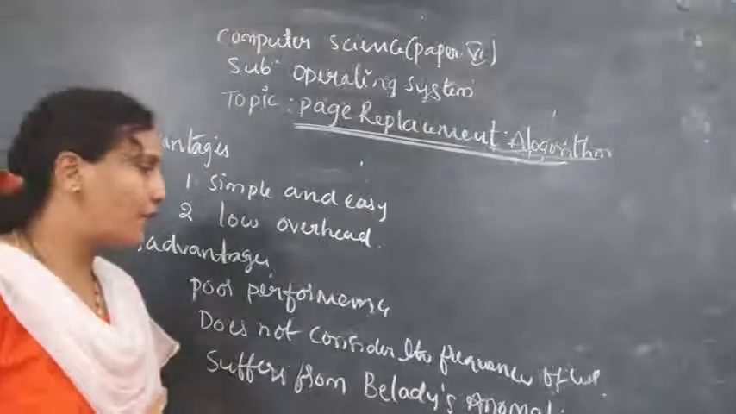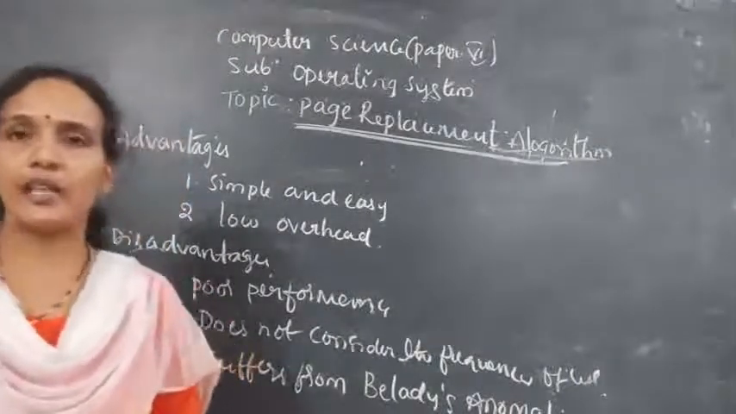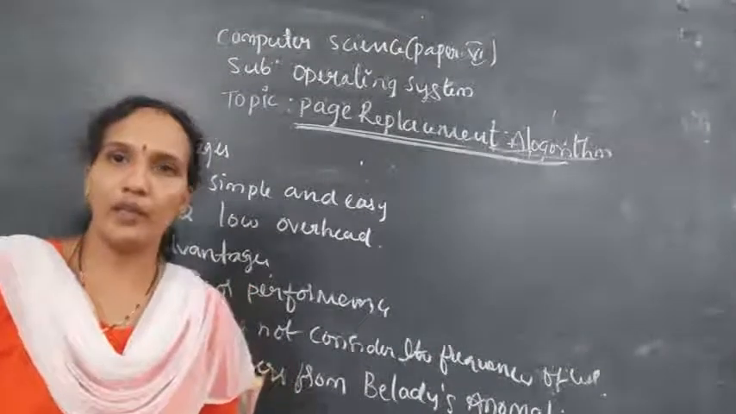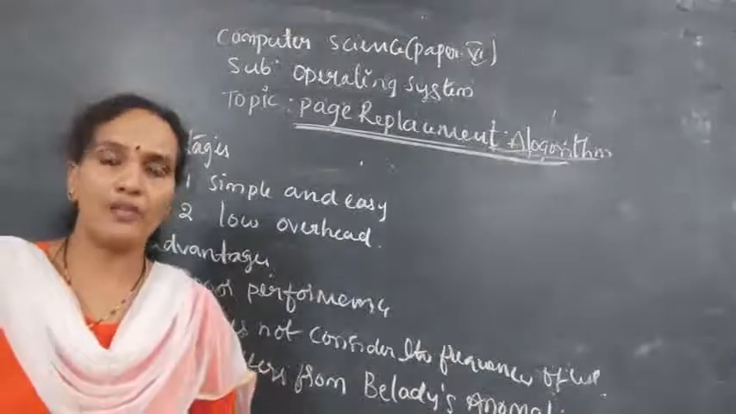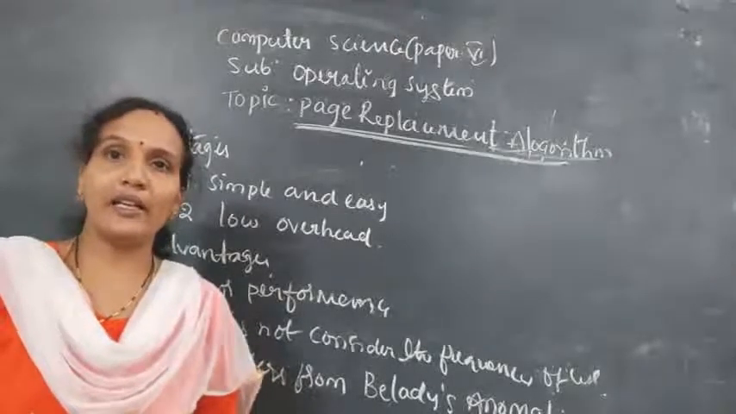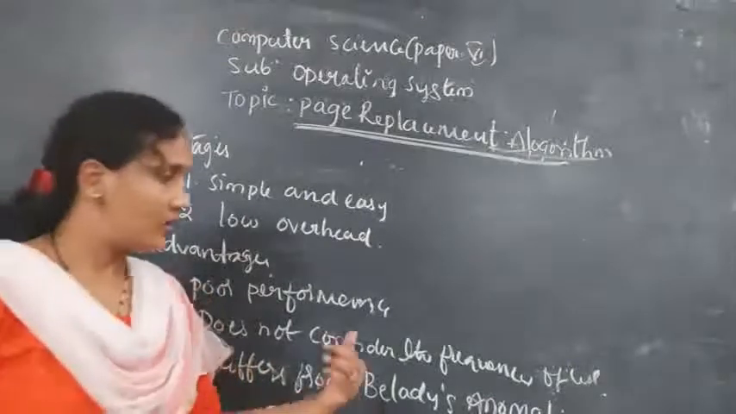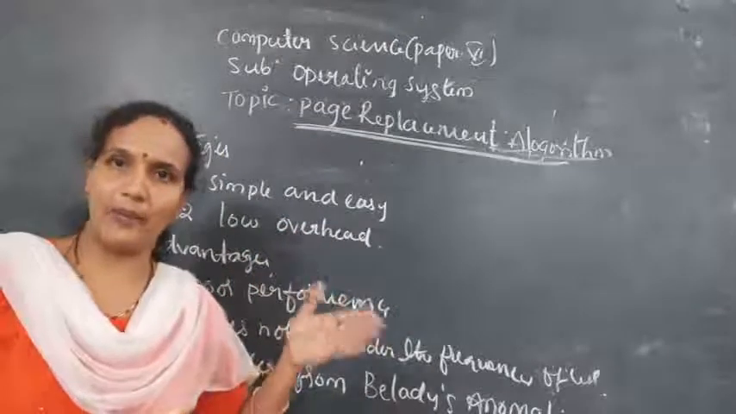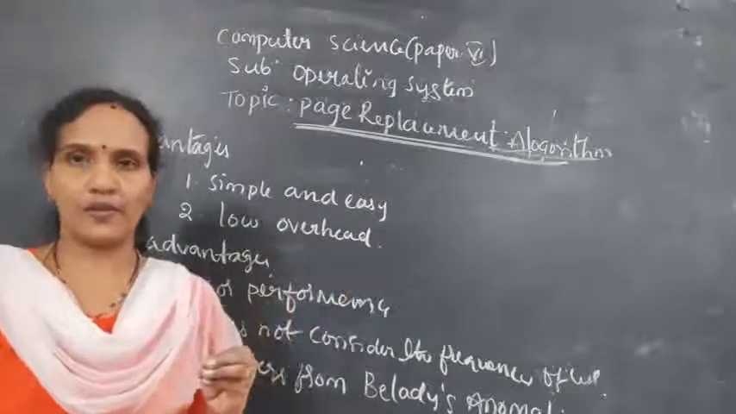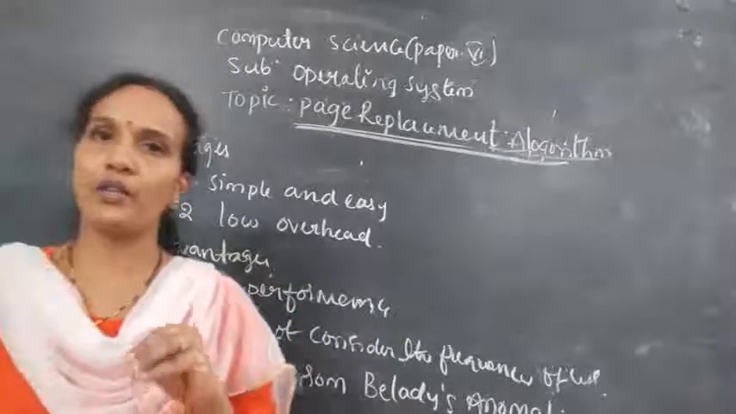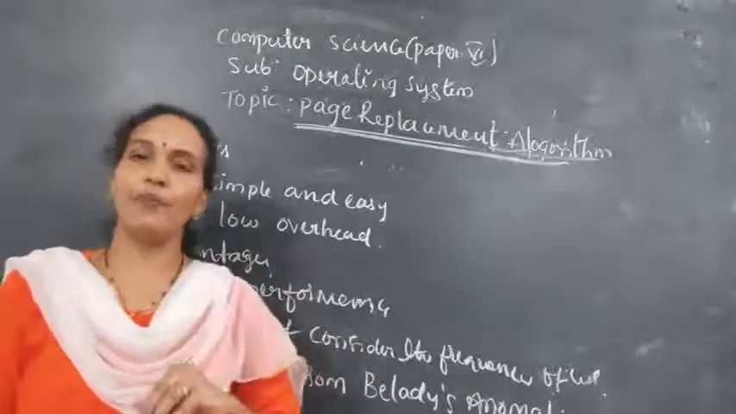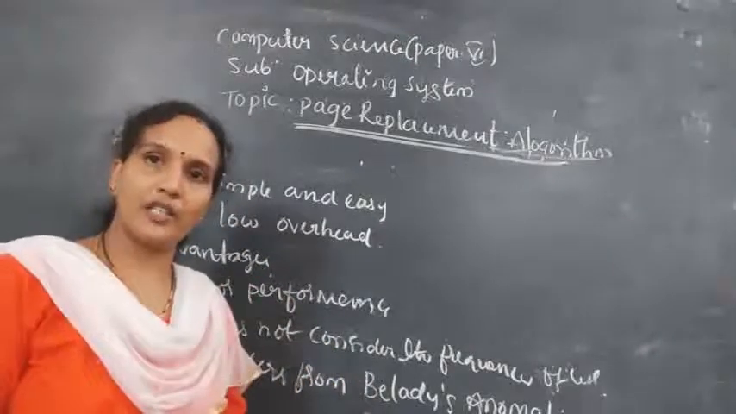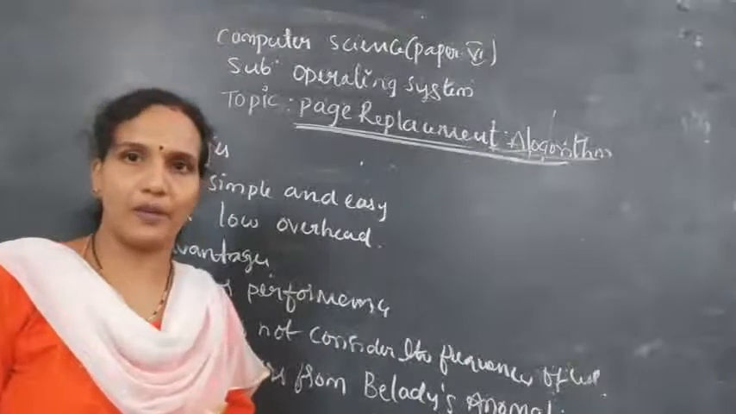Now, it suffers from Belady's anomaly. What does Belady's anomaly mean? If you increase the number of frames, what happens? It will increase the number of page faults. So if you try the same example with 5 frames, whereas in the example I explained with only 4 frames, then you will get this. This point we'll discuss in the optimal page replacement algorithm.